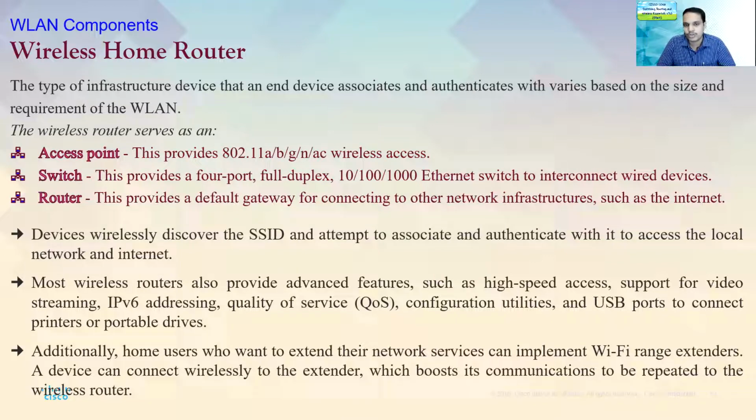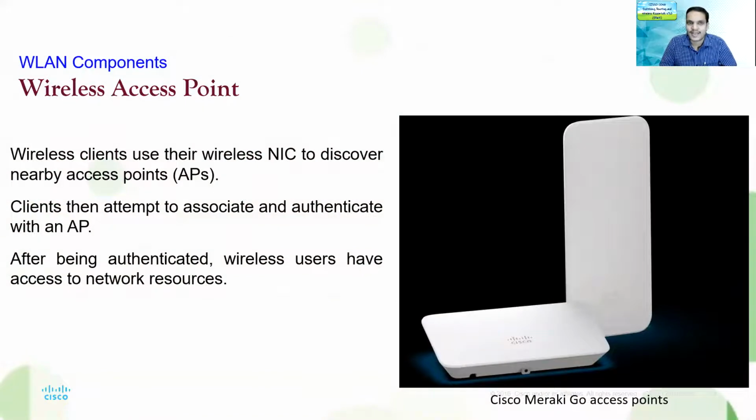Now, home users who want to extend their network services can implement something called Wi-Fi range extenders. They are also available on the market. A device can connect wirelessly to the extender, which boosts its communications to be repeated to the wireless router. So if you want to extend your Wi-Fi coverage in your home, rather than purchasing a new router and an Ethernet cable to connect from one router to another, you can simply get a Wi-Fi extender.